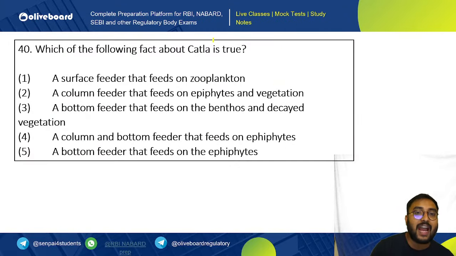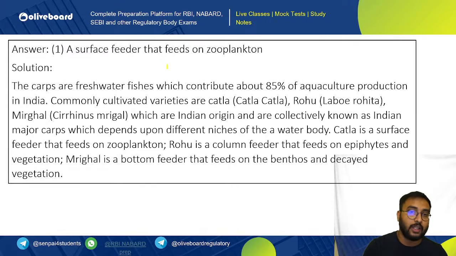Which of the following fact about Katla is true? So Katla, when we are talking about, this is your surface feeder which feeds on zooplankton. Rest all statements are wrong. So therefore A first is your correct answer.